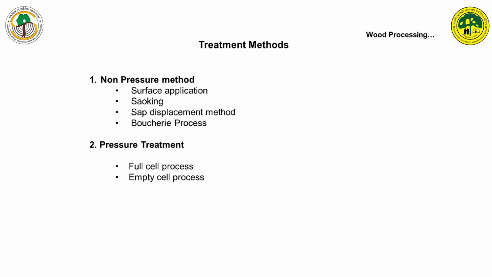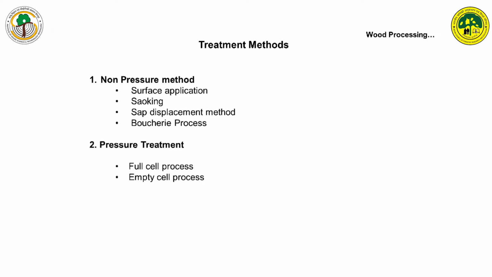And the preservatives can be applied by various methods. It can be by a non-pressure method or by a pressure method. If it is easily treatable, then we can go for a non-pressure method, like surface application, sometimes soaking, or the sap displacement method, particularly for poles and bamboo. We do sap displacement and the Boucherie process, again only for bamboo and poles in green condition.